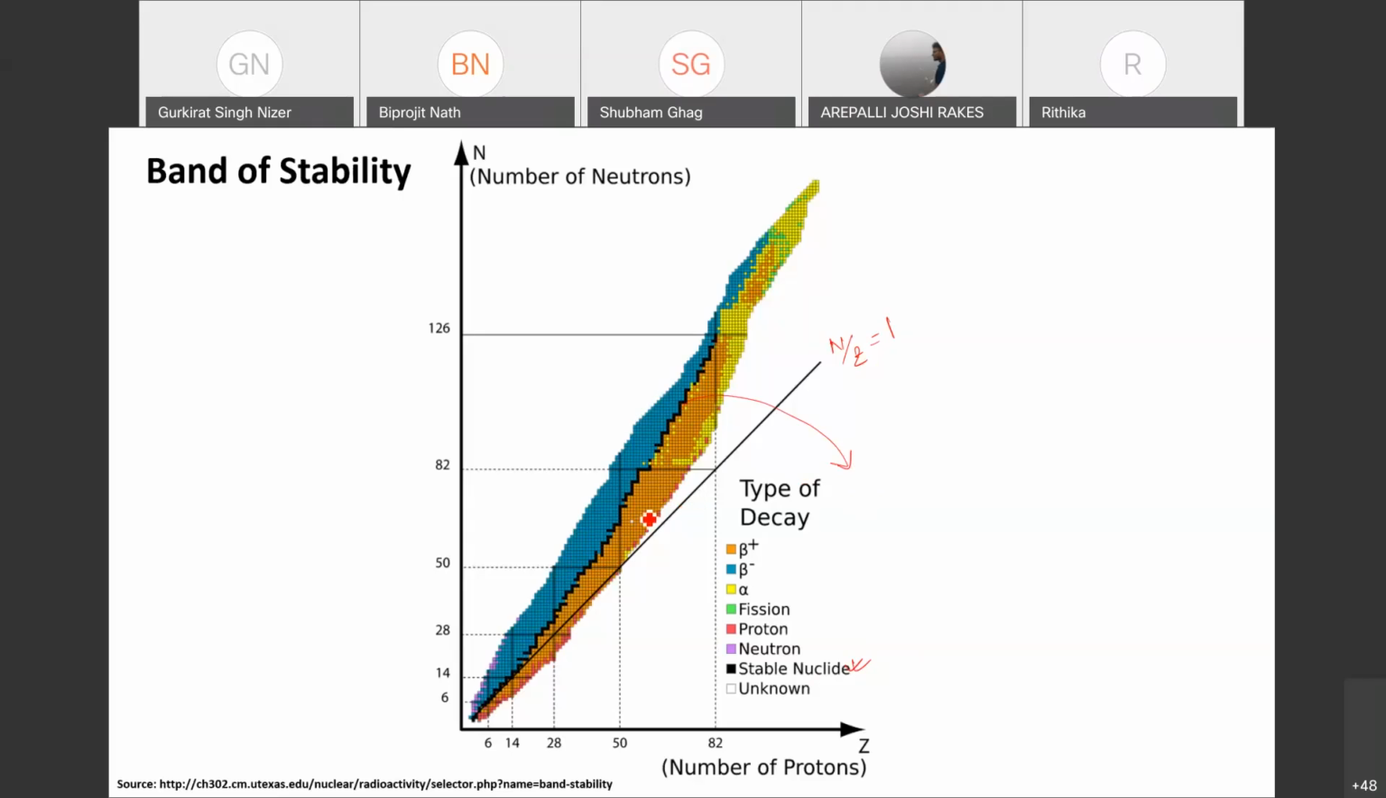For example, those in orange over here are nuclides which decay to the ground state by emitting a positron. Those in blue decay to the ground state by emitting a negatron or beta minus. Those in yellow decay by emitting an alpha particle. Those in green decay by a fission process. And those in this last color decay by emitting a neutron. Now this presentation is focused on how all these processes take place.